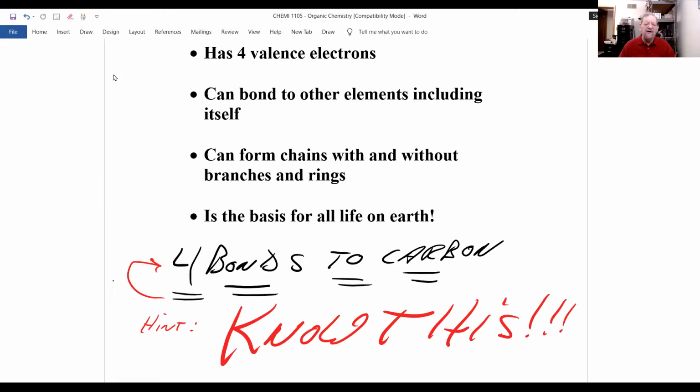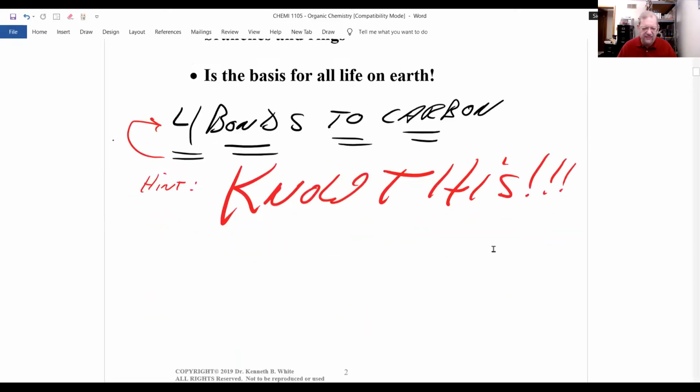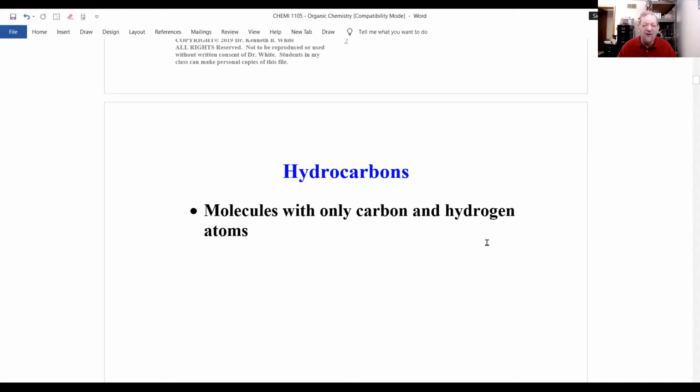You should know there's always 4 bonds to carbon. Now, when we talk about organic chemistry, a good starting point is the hydrocarbons. And hydrocarbons are molecules with only carbon and hydrogen atoms. And you should know this.